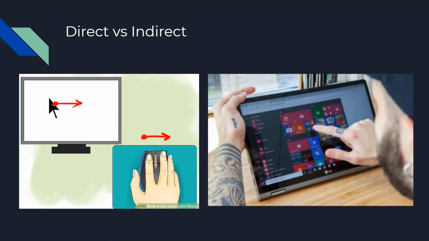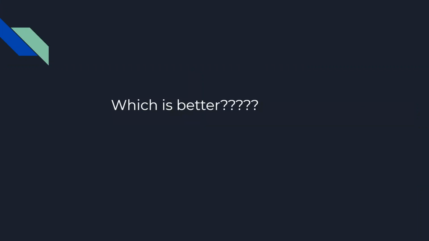And on the right side, we can see an example of direct input, where a person is directly applying their finger to their output device, selecting Microsoft Outlook or whatever that purple thing is. So which exactly is better?